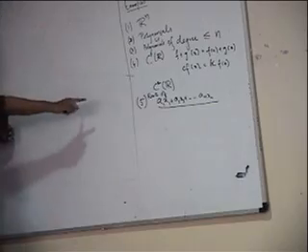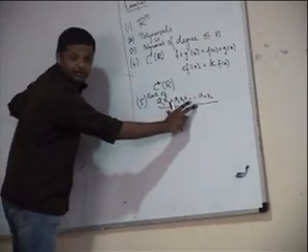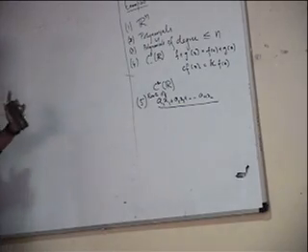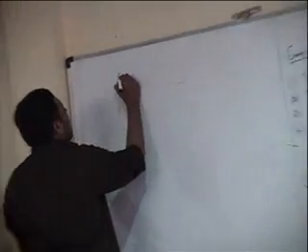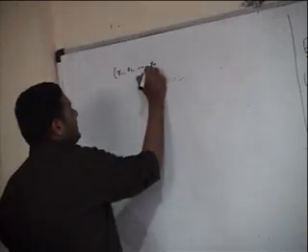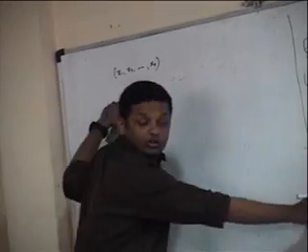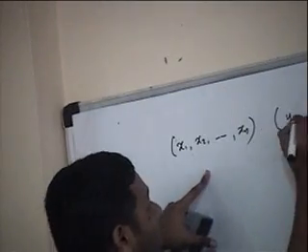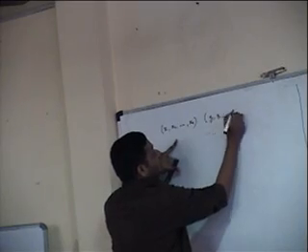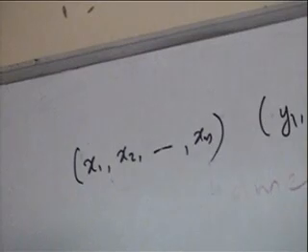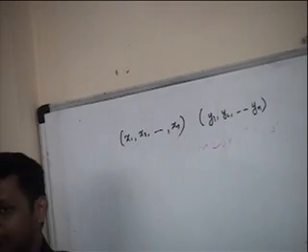Okay, so we want to see that the roots of such a linear equation form a vector space. So let us assume that x1 comma x2 comma etc. up to xn is a root of this linear equation. Similarly, let us say that y1 comma y2 comma etc. up to yn is also a root. I want to show that the sum of these two actually is a root. That's what I want to show.